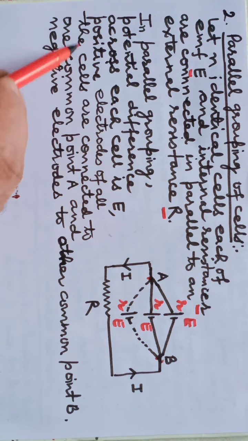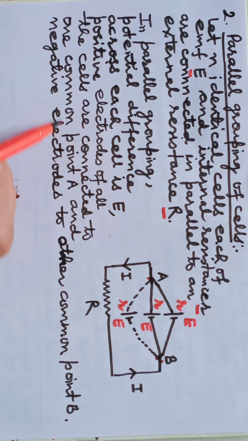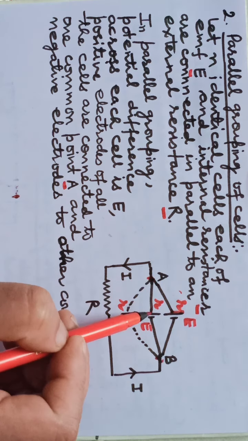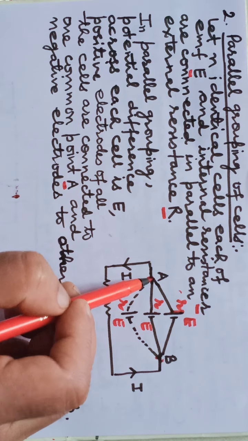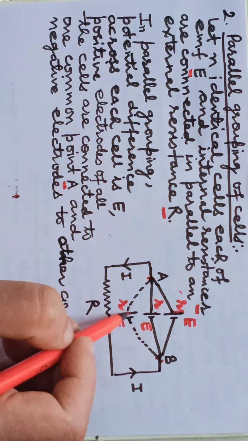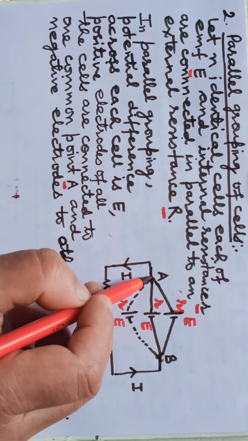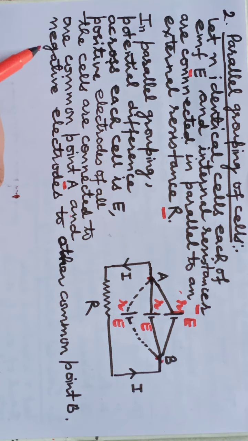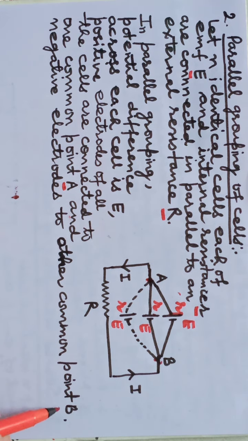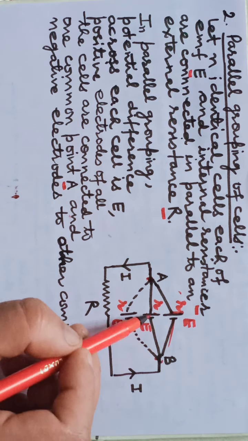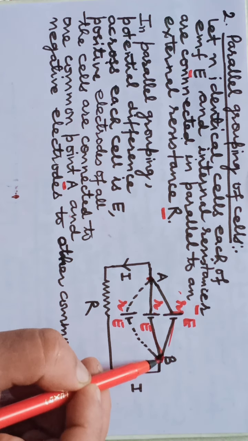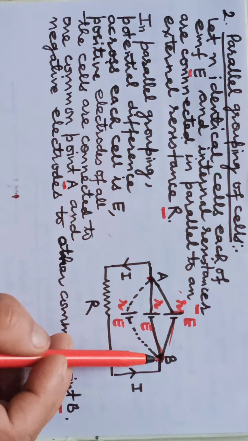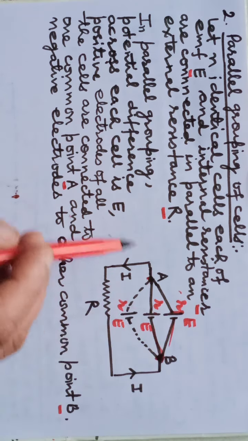Positive electrodes of all the cells are connected to one common point A. The positive electrode of the first cell is connected to A, the second cell is also connected to A, and all the n cells are connected to the common point A. Similarly, the negative electrodes are connected to the other common point B. The negative electrodes of the first, second and nth cell are all connected to common point B. So the EMF between A and B is always E.